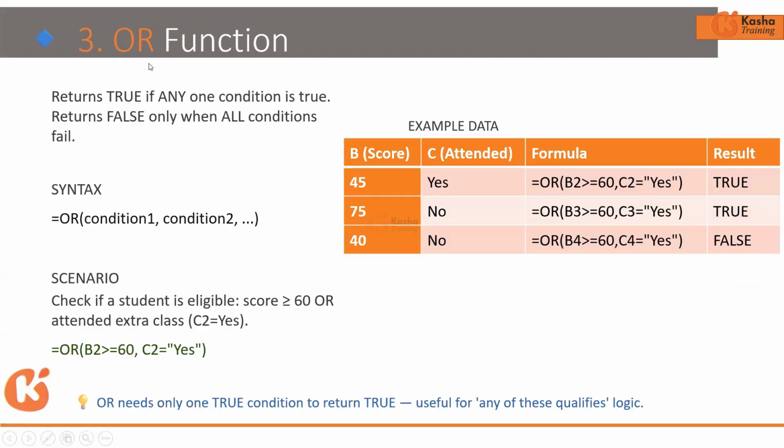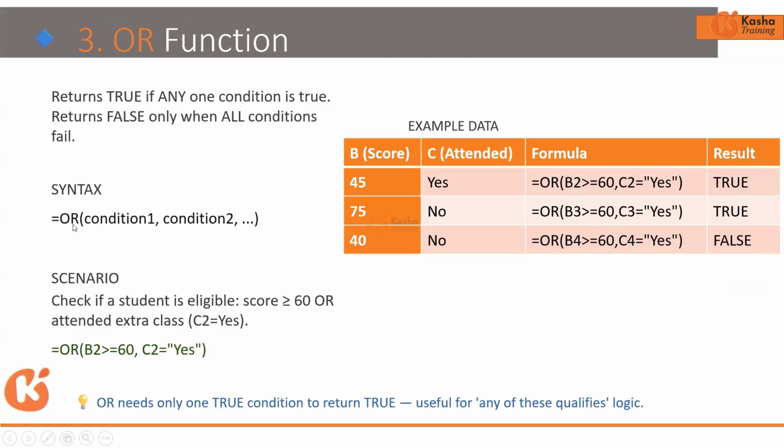The third function is the OR function. Now let's see what OR does. It returns true if any one condition is true, and returns false when all conditions fail. So when any condition is met, it is true, and if none of the conditions are met, it returns false.